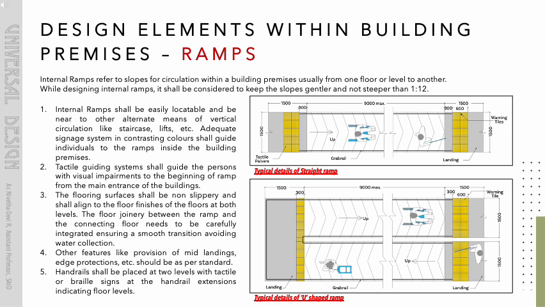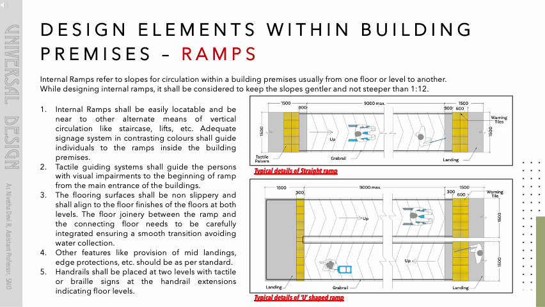Ramps. Internal ramps shall be easily locatable and be near to other alternate means of vertical circulation like staircase, lifts, etc. Adequate signage system in contrasting colors shall guide individuals to the ramps inside the building premises. Tactile guiding systems shall guide the persons with visual impairments to the beginning of ramp from the main entrance of the buildings. The flooring surfaces shall be non-slippery and shall align to the floor finishes of the floors at both levels.